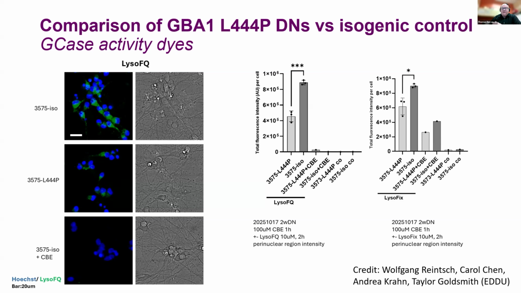We then do high-content imaging, and you can quantify changes in activity very quickly, within 2 hours. You can see here, you have your isogenic with normal or elevated activity, and when the mutation is present, the activity is greatly diminished. We had other controls as well. If you do no dye, there's no signal detected. And if you add CBE to completely diminish it, the activity goes as well.